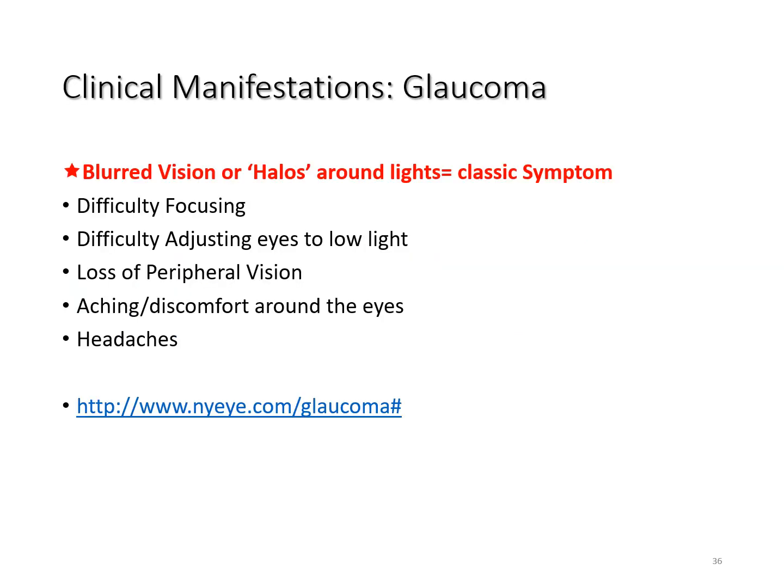Okay, so what are they going to be seeing when they have glaucoma, right? So blurred vision or halos around lights is pretty much a classic symptom. Difficulty focusing, difficulty adjusting eyes to low light, loss of peripheral vision, aching discomfort around the eyes, and headaches, right? So remember the intraocular pressure is basically elevated. You don't care the reason why. It could be because of the trabecular meshwork, or it could be because of the angle closure. Manifestations are going to be similar. The angle closure is more acute, so maybe it's going to hurt more, and it's more of an emergency. But in terms of discomfort and headaches, pretty much true for both of them.